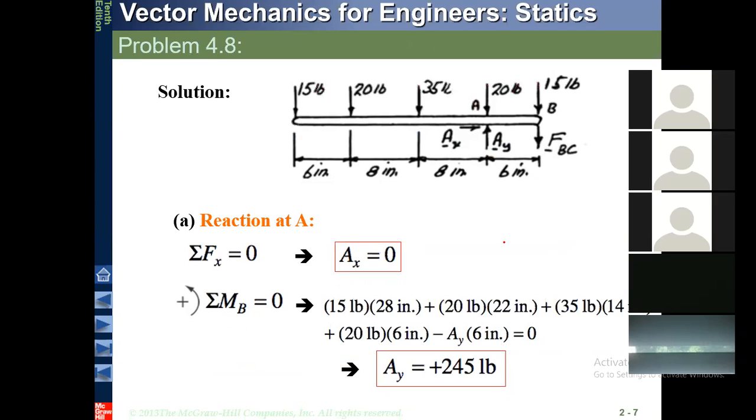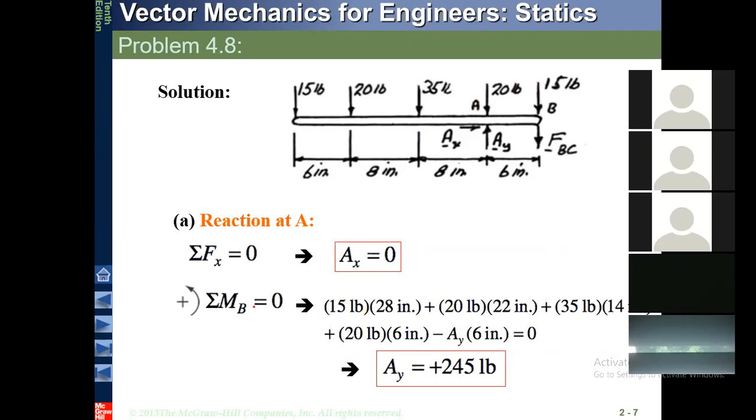For actually deriving the Ay or F of BC, it is good to choose a point so that you would have only one unknown force in the equation. So if you take point B, then FBC is not exerting any moment around point B. It's just AY, and it's just AY that is exerting moment around point B.